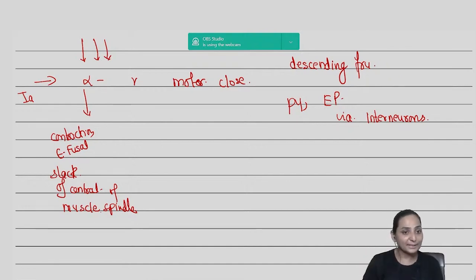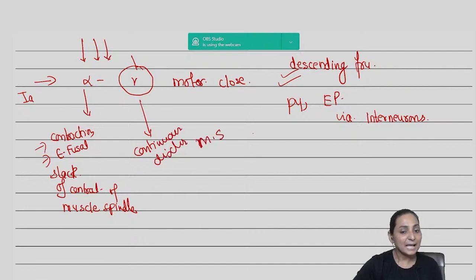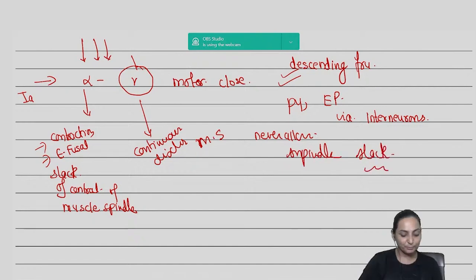This is the advantage: even though the alpha motor neurons have led to the slack of the muscle spindle by bringing about contraction of the extrafusal muscle fiber, the gamma motor neurons, which are constantly under the influence of the descending tracts, are giving a continuous discharge to the muscle spindle, and never allowing the muscle spindle to become slack.